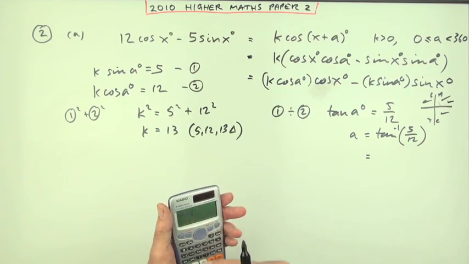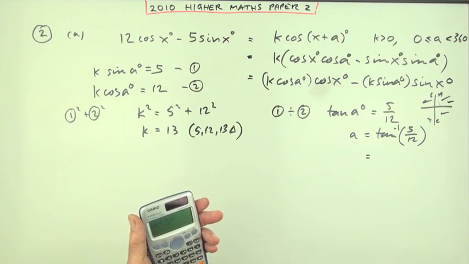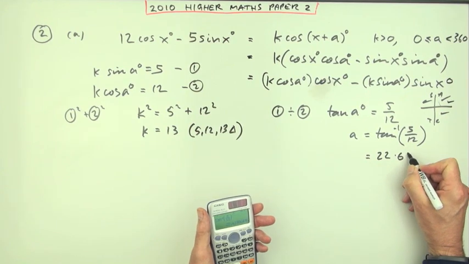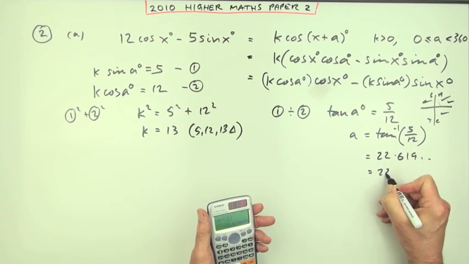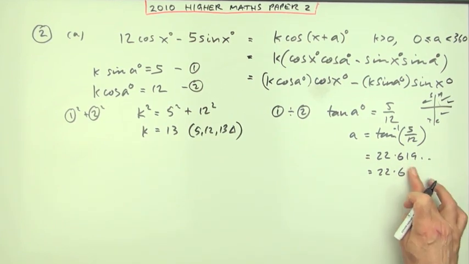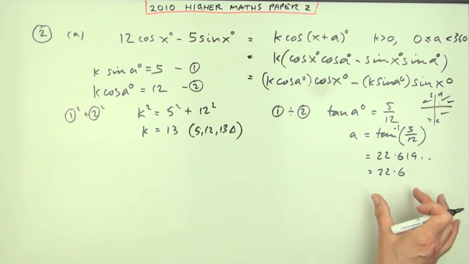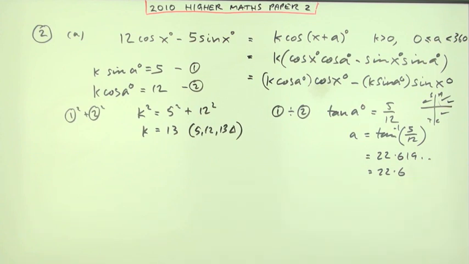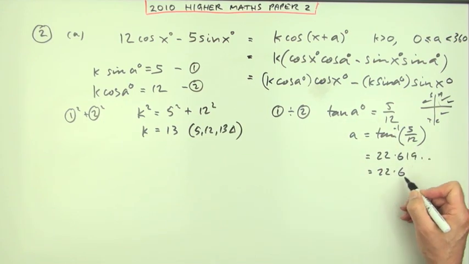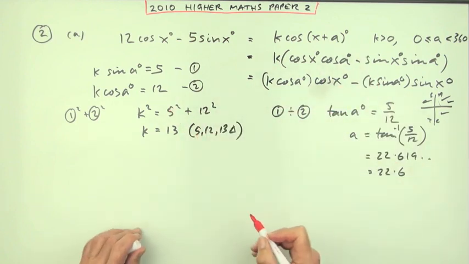So typing that in, 5 over 12, no need to bring that down to a decimal, just leaving the raw form, and you get 22.619, etc. Just call that 22.6. Oops, I was about to put in degrees. But a is just the number of the degrees. The answer, strictly speaking, is just 22.6. I can't put 22.6 degrees in here, because then I'd have 22.6 degrees degrees. Still, you're not penalised if you miss out all the degree signs and put it in at the answer.